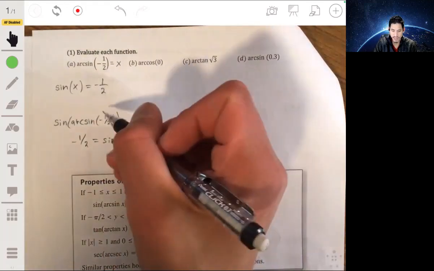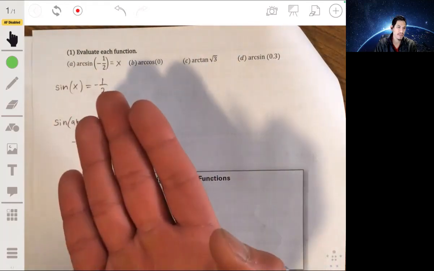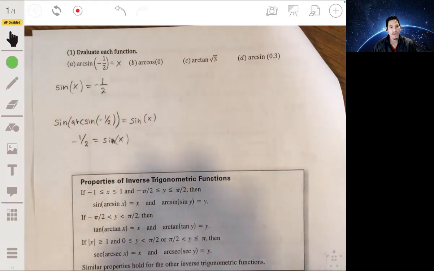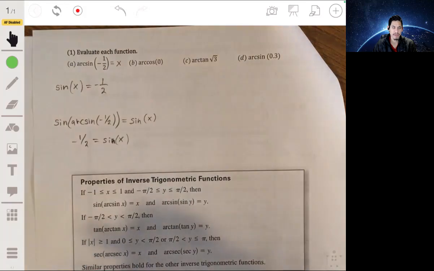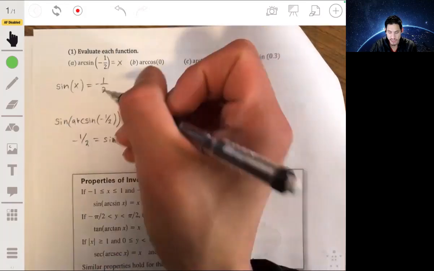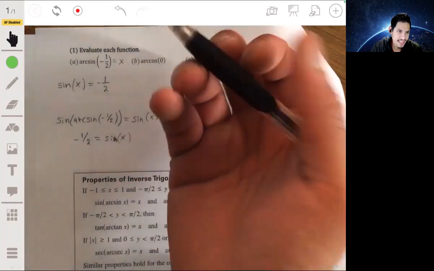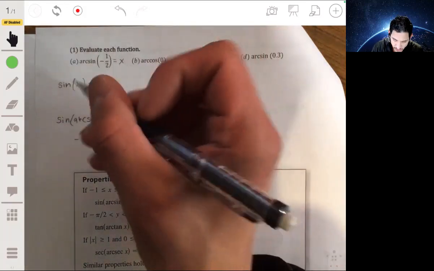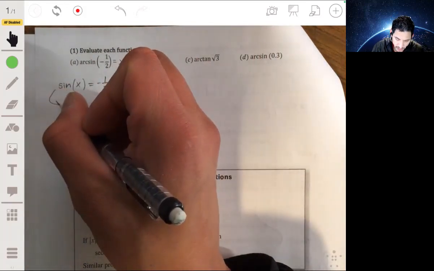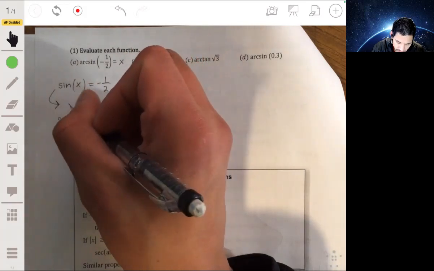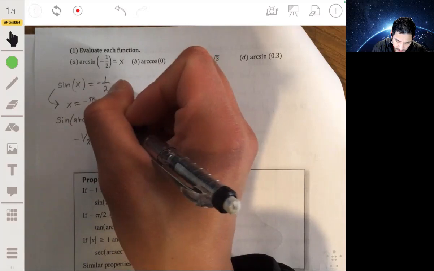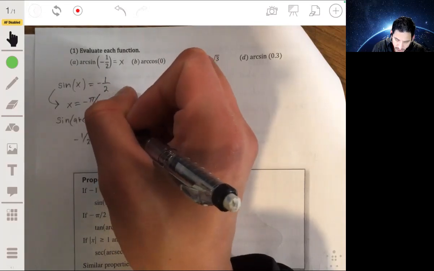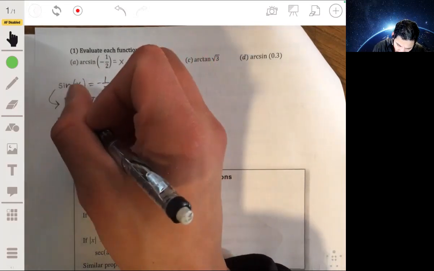And that's essentially what we have here. So you want to basically just think, what x value makes this equation true? Like, the sine of what value is equal to negative 1/2? And it's just going to come down to having your unit circle memorized, because that would just be negative pi over 6, or negative 1/6 pi.